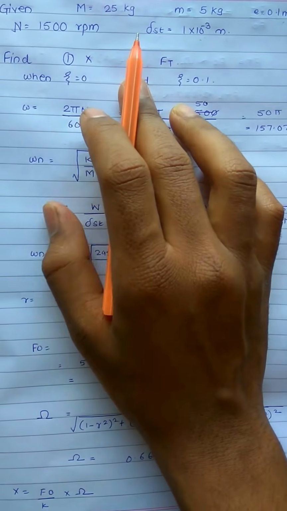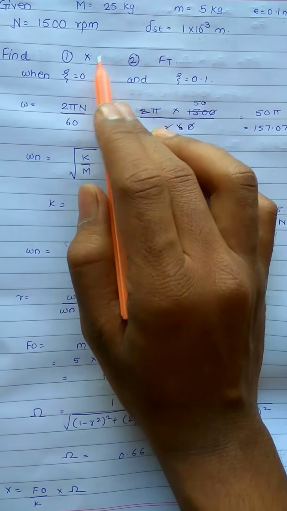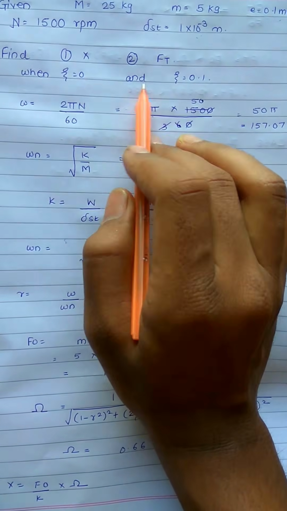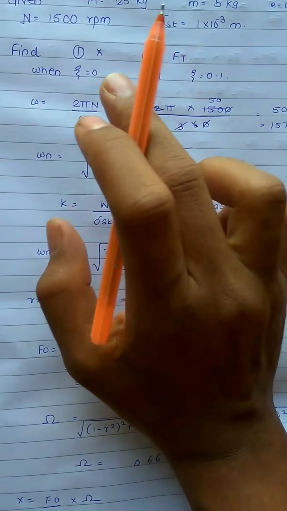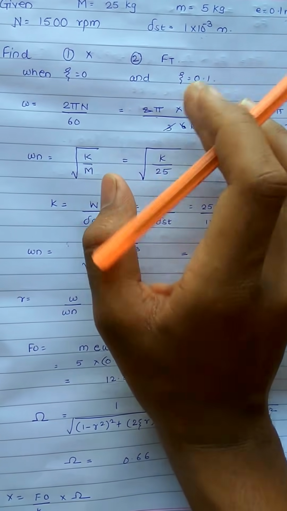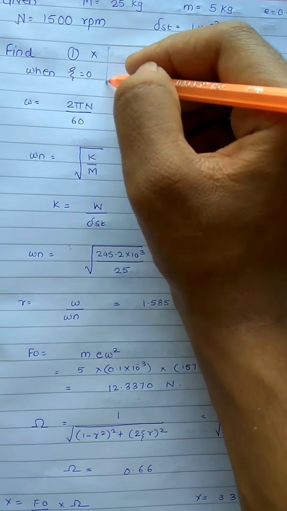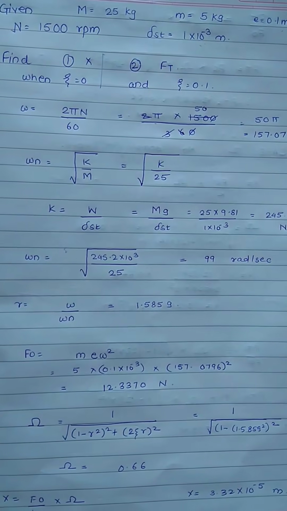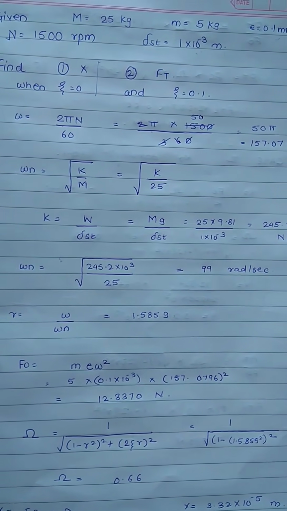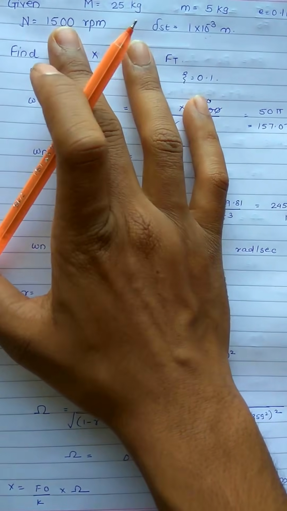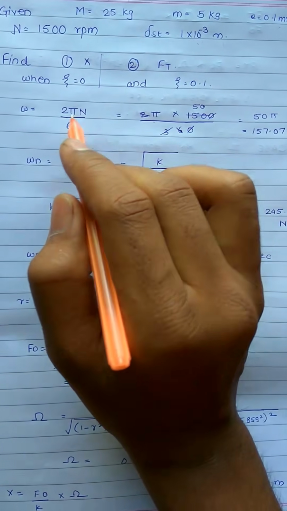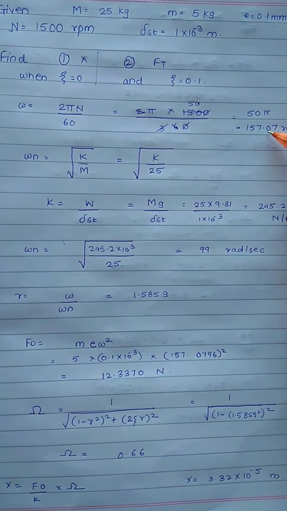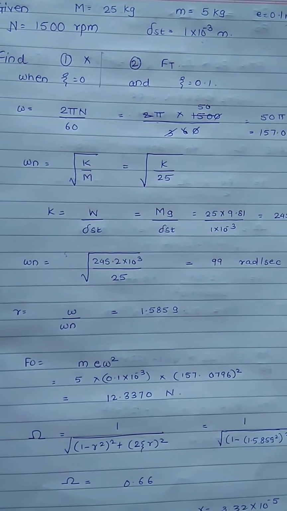So you have to find out x, that is amplitude, when zeta is equal to 0 and zeta is equal to 0.1, and you have to find out force transmitted when zeta is equal to 0 and zeta is equal to 0.1. Let's see the first case when x and Ft are to be found out and zeta is equal to 0. From the given data where N is provided, you can easily find out omega, 2 pi N upon 60. You get it as 157.07 rad per second.